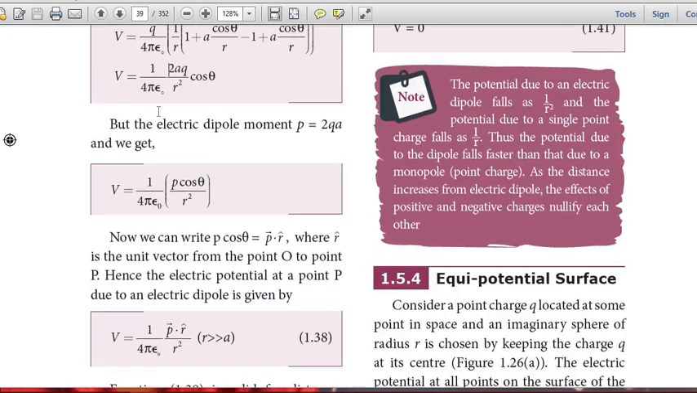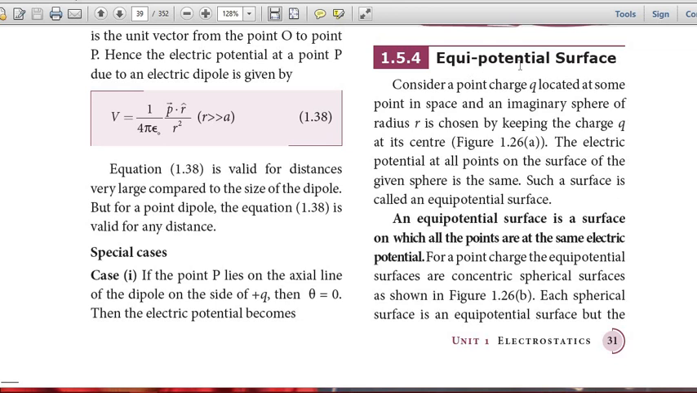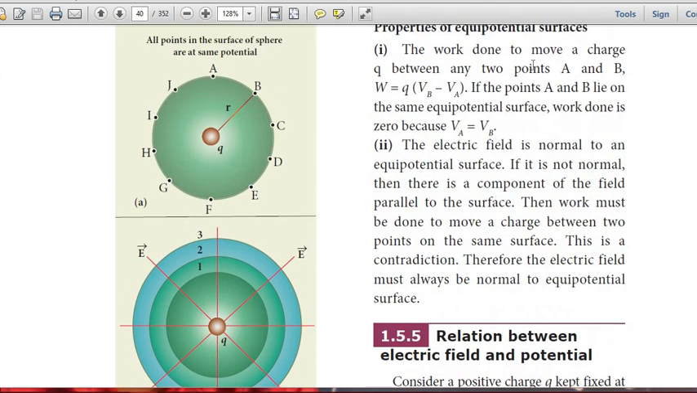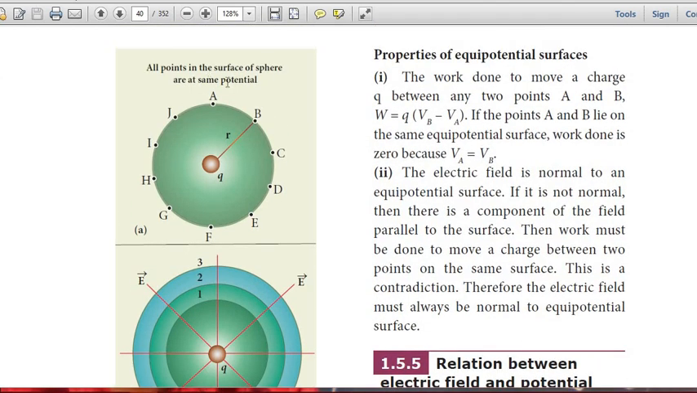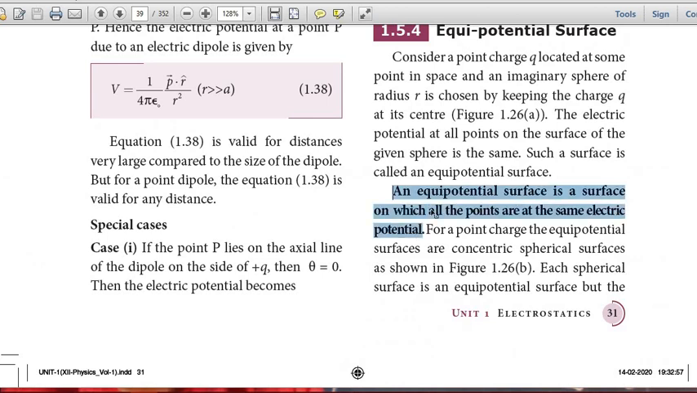The next very interesting and important 2 mark topic is equipotential surface. Equipotential surface, a very easy topic. All the points on the surface of a sphere are at the same potential. Let me consider a charge Q and a distance R from it. All the points on the sphere at the same distance from Q are at the same potential. So this is the definition of equipotential surface.